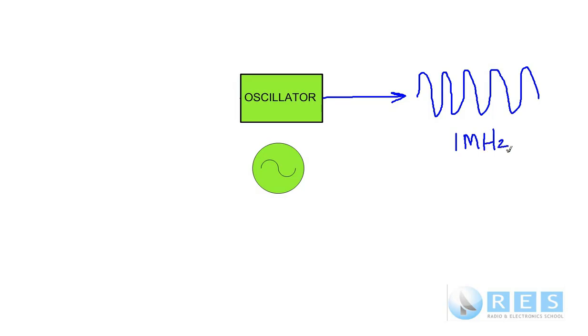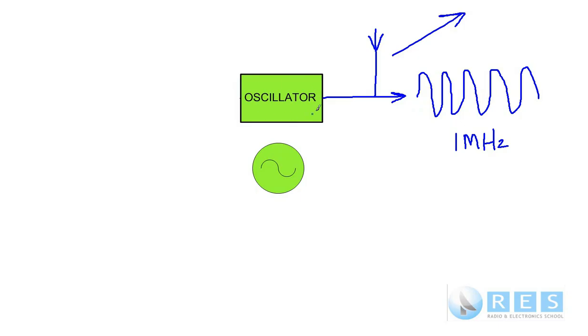If we put a 1 megahertz signal into an antenna, it will radiate. So if we were to put an antenna on this oscillator, we would have a very simple transmitter. Because all the oscillator's doing is, let's say it's producing a 1 megahertz sine wave. Well, 1 megahertz, if fed into an antenna, will radiate electromagnetic radiation, radio waves.